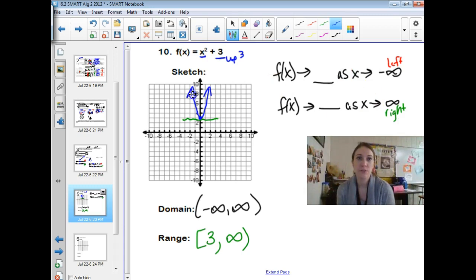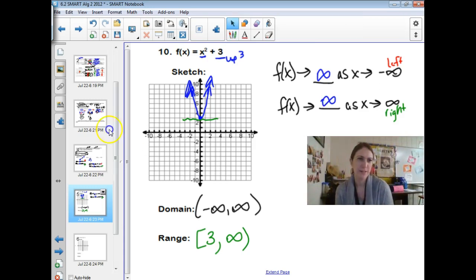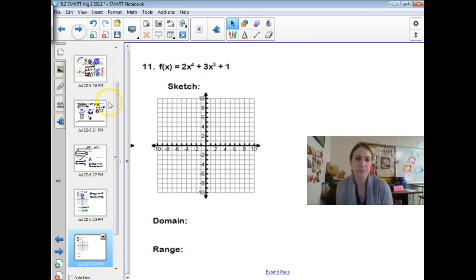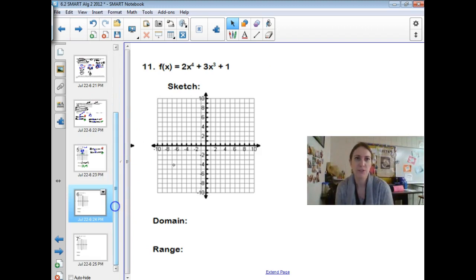So if I look at my sketch, over here on the left side, it's going up. We call that infinity. And then the function over here on the right side, also going up. We call that infinity. There you go, end behavior. Weird concept, right? Not too terrible. We've done worse things in Algebra 2, that's for sure.